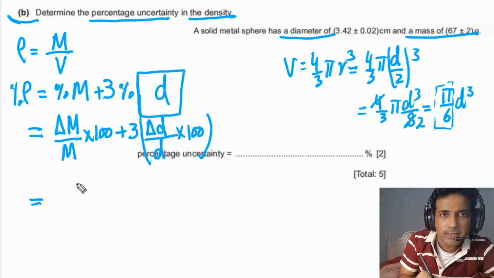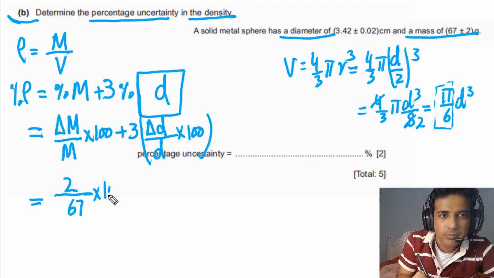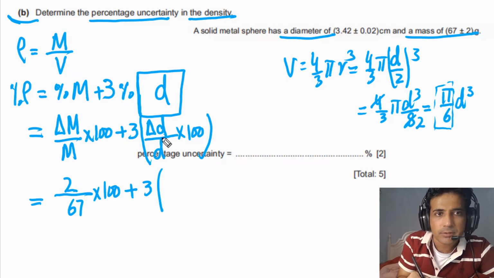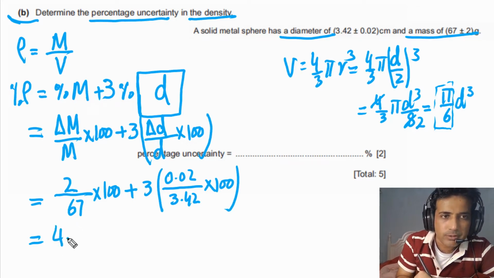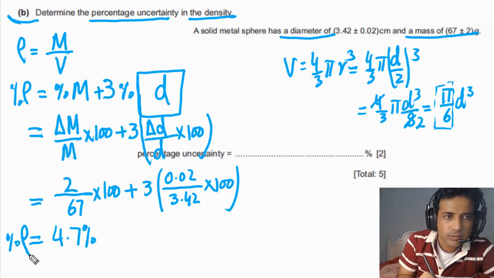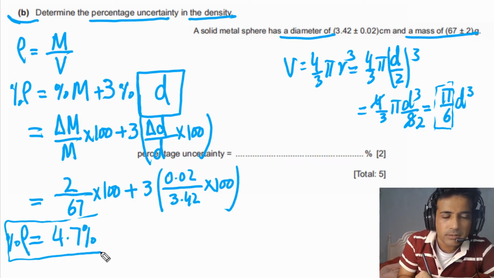Now simply we need to plug in values. So we have absolute uncertainty for mass, that is equal to 2 divided by 67. We need to multiply this by 100, plus 3 times the absolute uncertainty of diameter, that is 0.02, and we need to divide this by value of diameter, that is 3.42, and we need to multiply this by 100 because this is percentage uncertainty. If we simplify, we can get value of percentage uncertainty in density. So this is percentage uncertainty in density.